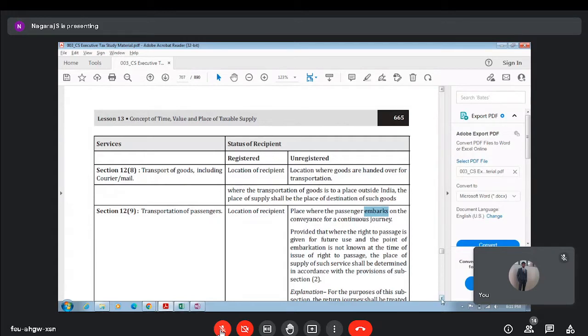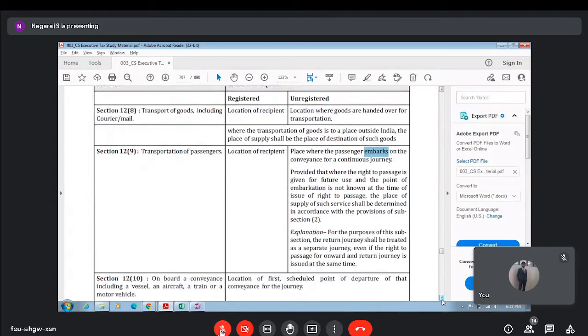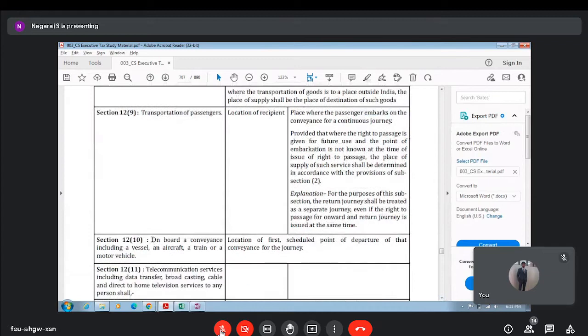Okay. Next, I think the last but one, on-demand service. On board a conveyance including vessel, aircraft, train or motor vehicle. On board a conveyance. I think I explained this one, maybe. We will see. The location of the first scheduled point of departure of that conveyance for the journey is the place of supply. First scheduled point of departure, what is that? The starting point.